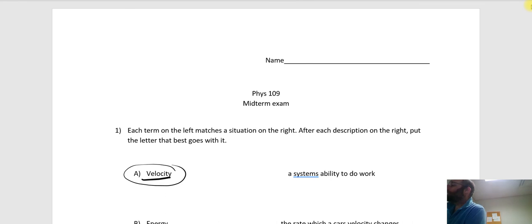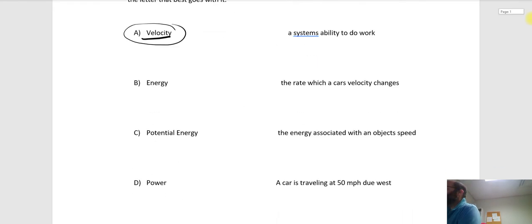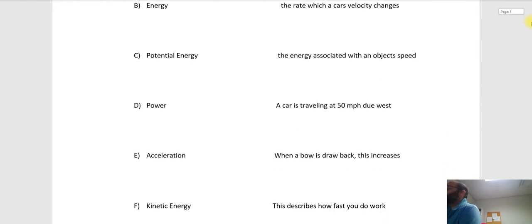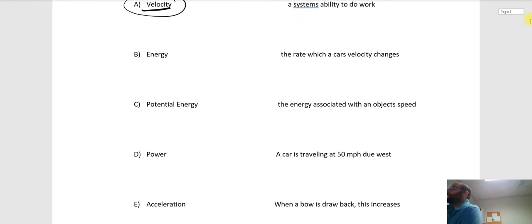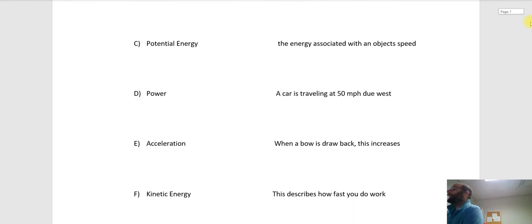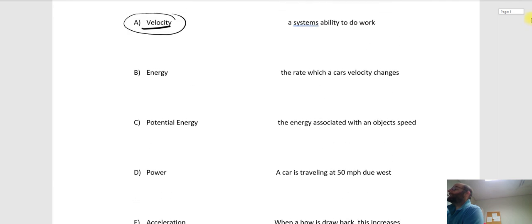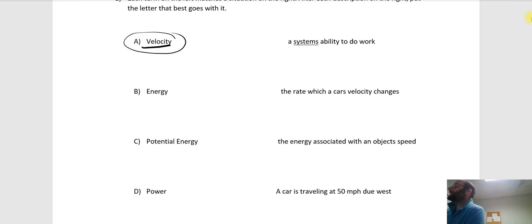expectations here. I do expect that you know how all of these are defined up top: velocity, energy, potential energy, power, acceleration, kinetic energy. Without having to look them up. I do expect simple formulas here. So for example, gravitational potential energy is mgh, kinetic energy is 1/2 mv squared. These I expect you to know without having to look them up with notes.